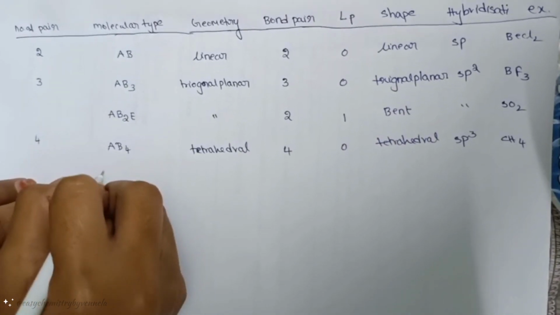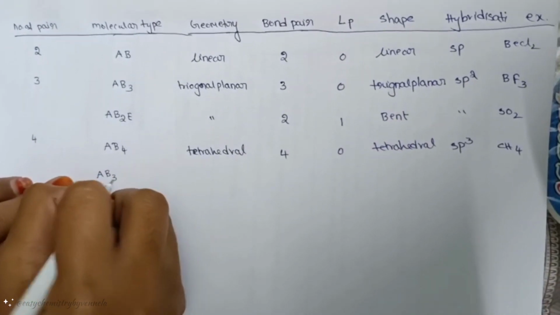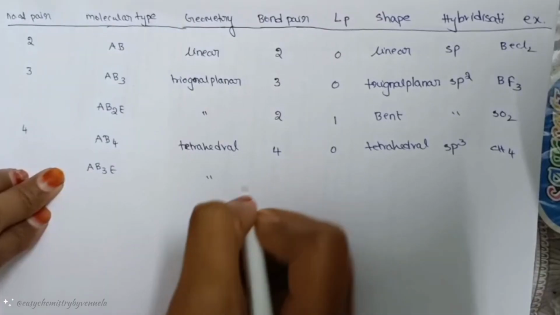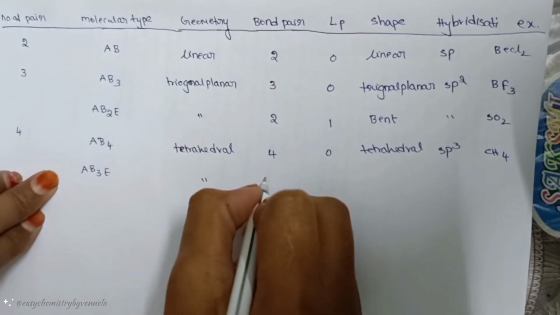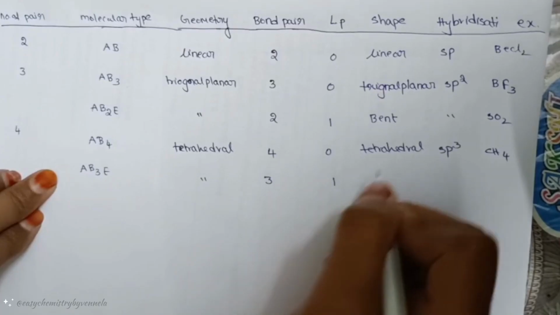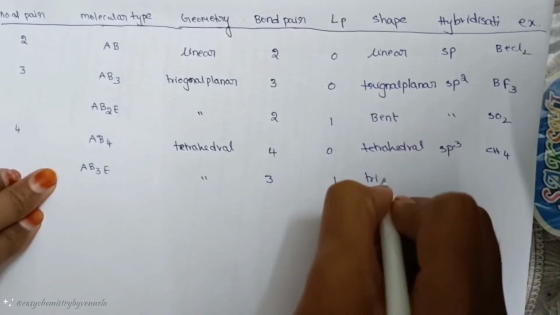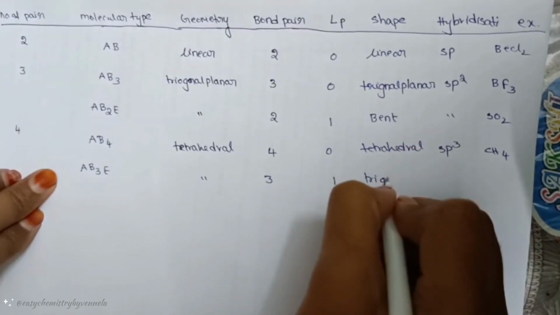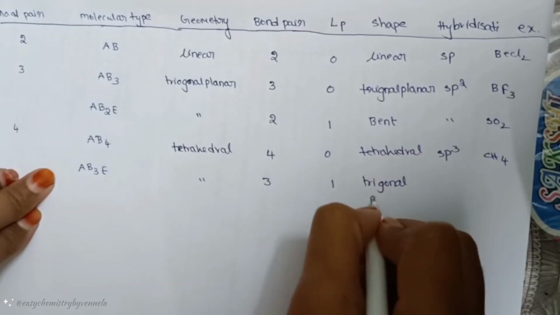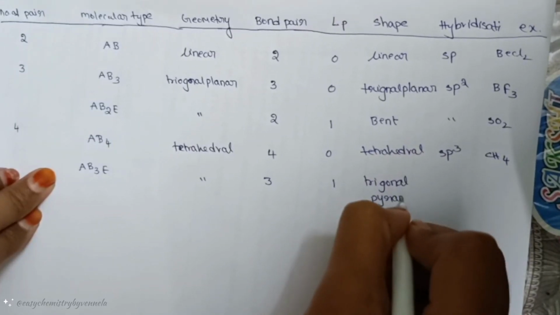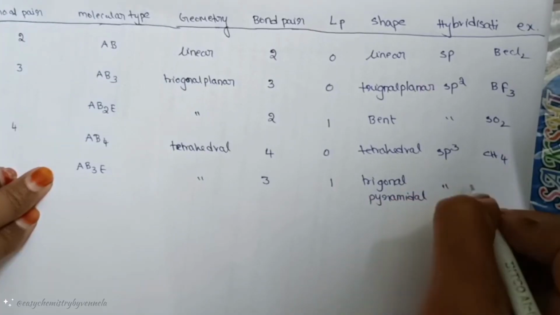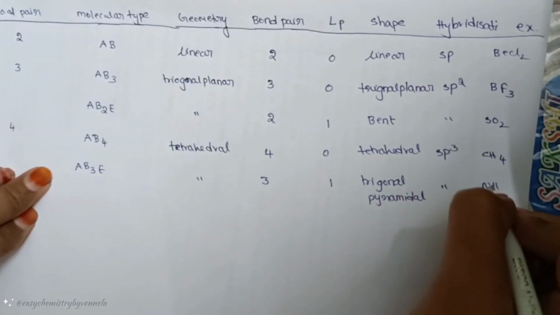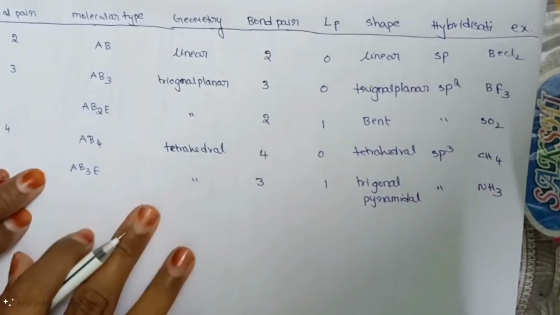If same number of pairs, then molecular type is AB3E. Tetrahedral geometry. Number of bond pairs is 3, lone pairs is 1. Shape is trigonal pyramidal. Same hybridization. Example ammonia.